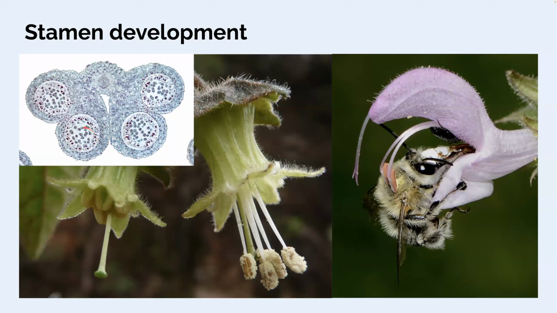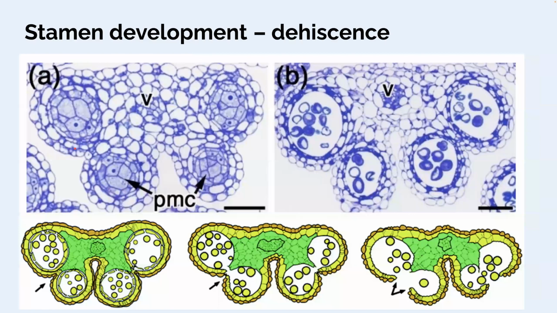And then as development happens, this whole anther is going to dry a little bit and tear open to release the pollen and make it available. Here's an example of that happening. The top images here are some development of the pollen grains. So here, very early in the process, the PMC, pollen mother cells, and then pollen grains a little more developed in this region.